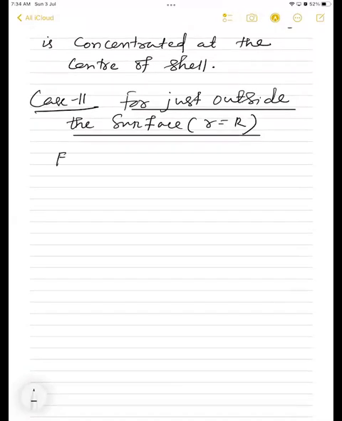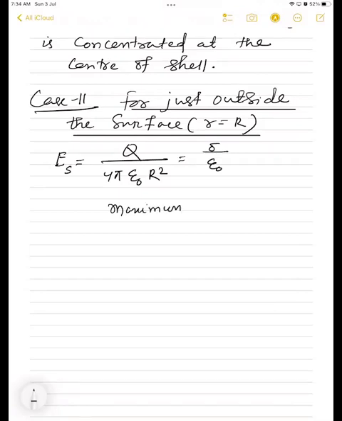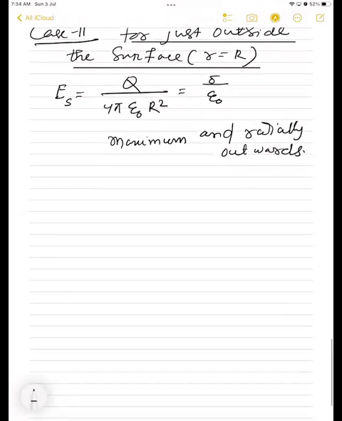Then on the surface, E is equal to Q by 4 pi epsilon naught R square, right? That is sigma by epsilon naught, and that is maximum and radially outwards. The surface potential is Q by 4 pi epsilon naught into R, that is sigma R by epsilon naught, the potential is maximum.